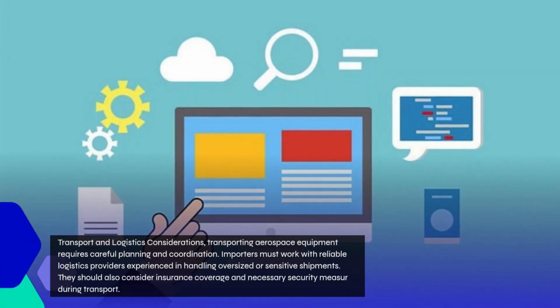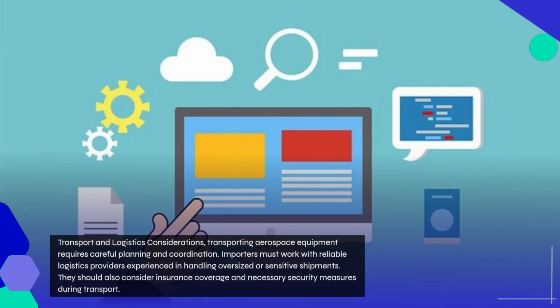Transport and logistics considerations. Transporting aerospace equipment requires careful planning and coordination. Importers must work with reliable logistics providers experienced in handling oversized or sensitive shipments. They should also consider insurance coverage and necessary security measures during transport.